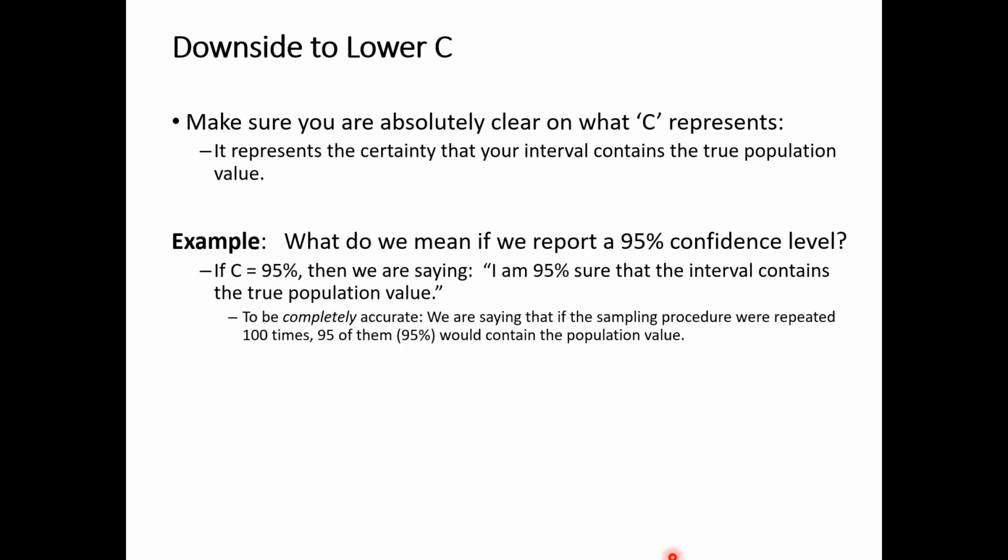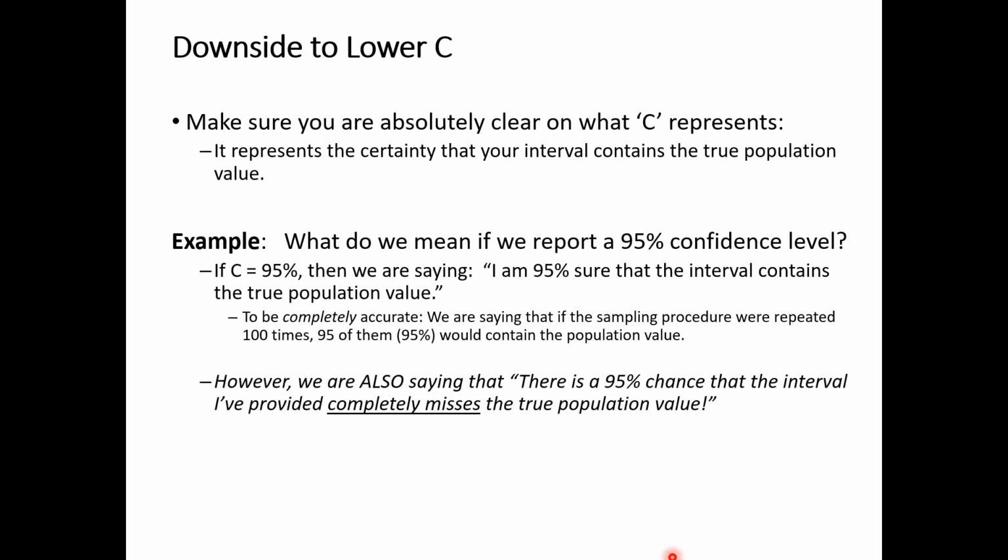So what do we mean if we say that we have a 95% confidence level? What are we trying to say when we say the confidence level is 95%? Then we are saying I am 95% sure that the interval contains the true population mean. That means if we were to draw 100 samples, 95 of those samples would actually contain the true population mean. Some of the samples would not contain the true population mean.